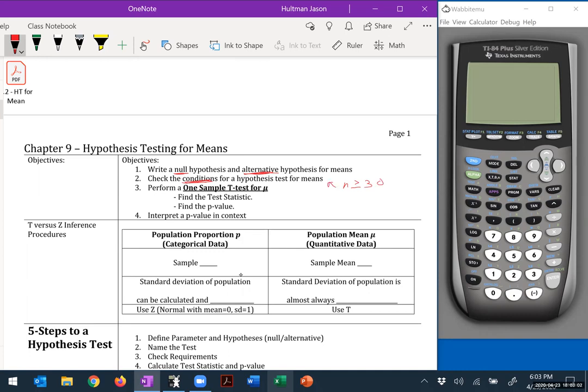Is it a large enough sample? Perform a one sample t-test. We're going to see how we do that on the calculator and in StatCrunch. We want to find our p-value and compare it to a significance level. Most of the time, that significance level is 0.05. If it's less than 0.05, we reject the null. If it's greater than 0.05, we fail to reject.